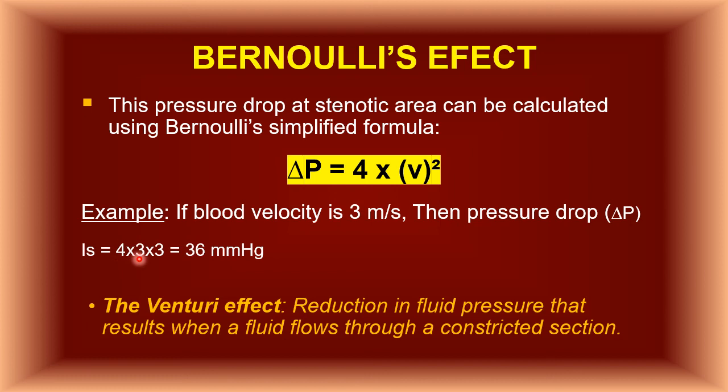4 multiplied by 3 squared means what? 3 times 3, or 3 multiplied by itself 2 times. The result will be 36 millimeters of mercury. So the difference between the pressure before the stenosis and after the stenosis, including the pressure drop, will be 36 millimeters of mercury.